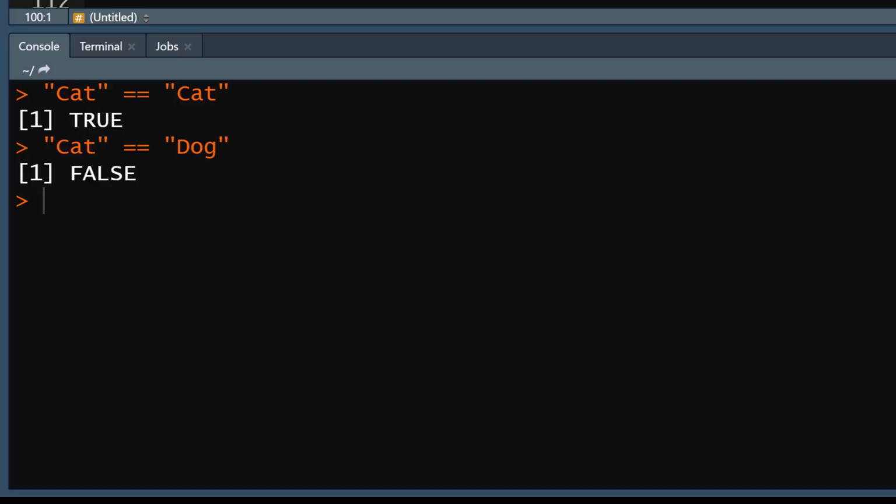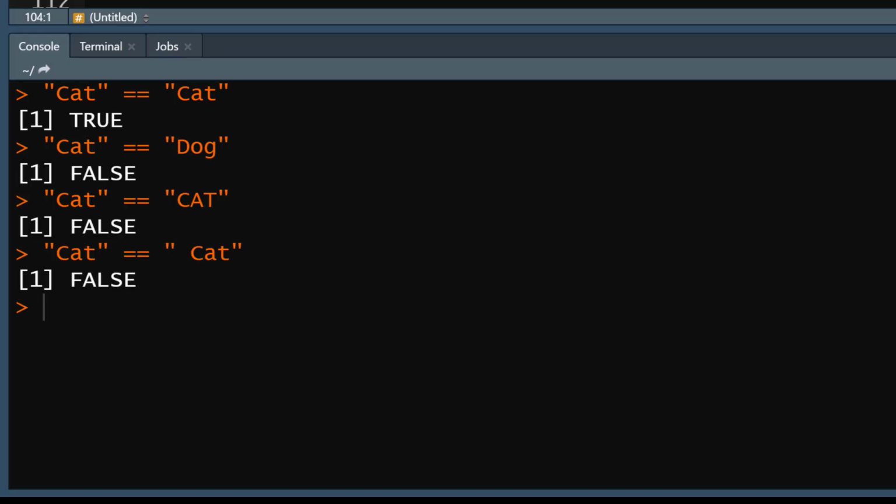The tricky part is that when you're testing for equality with text, the text must be exactly equal. The capitalization, the spaces, everything must be exactly the same. So if I test whether or not cat with a capital C is equal to cat in all uppercase, I get a false. Likewise, if I test whether or not cat is equal to the exact same piece of text but with a space in front of it, because there's that extra space there, I also get a false.